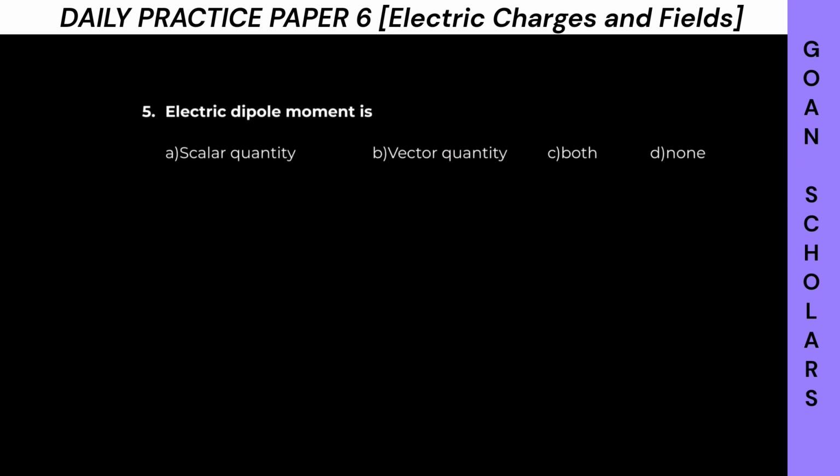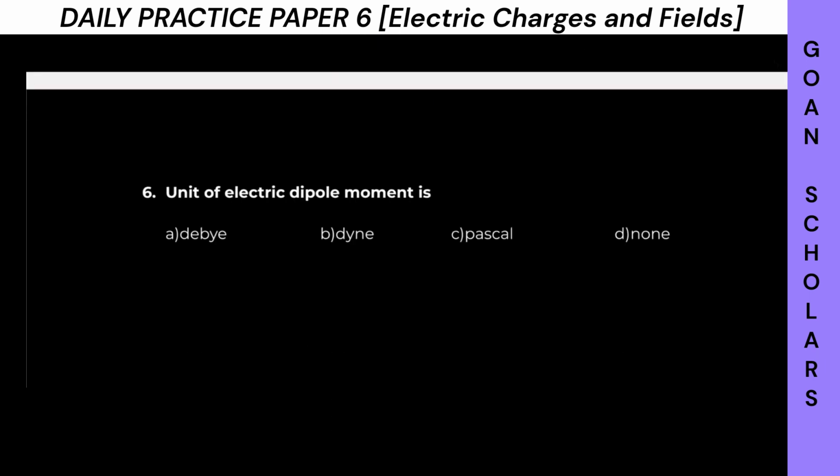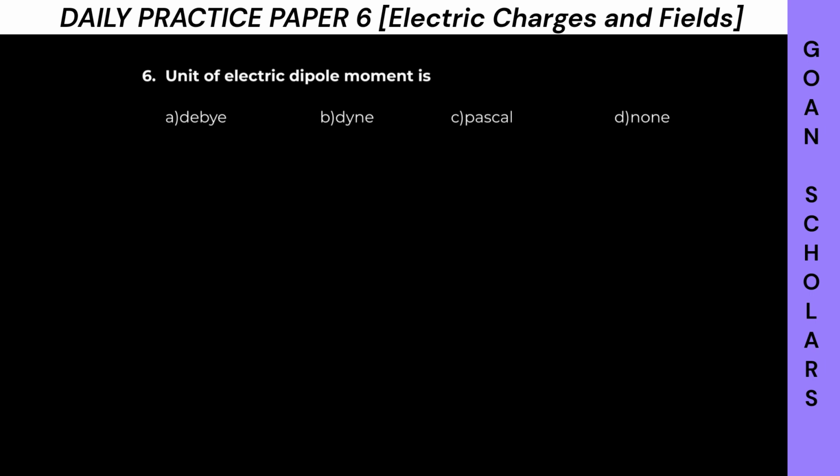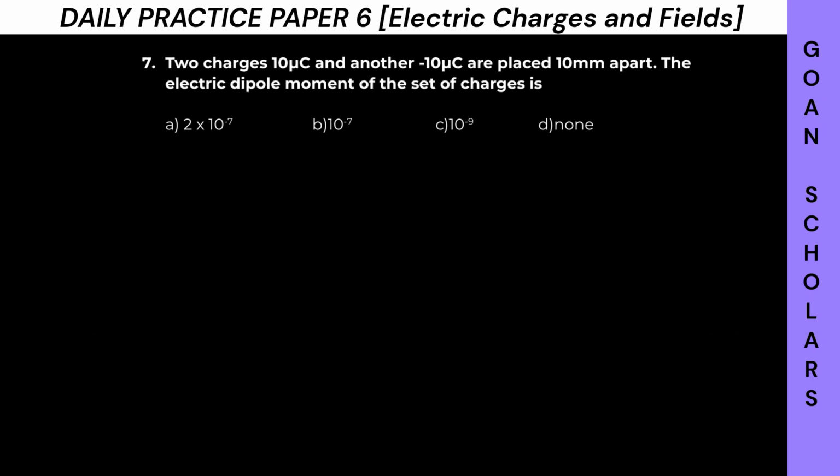Question number 5 says electric dipole moment is scalar, vector or both. So we know that P is nothing but a vector quantity, and the direction is always from negative charge to positive charge, so it is a vector quantity, option B. Let's move to question number 6. Unit of electric dipole moment. Along with coulomb meter, there is one more unit and that is debye. So correct answer is debye, option A. Debye is the unit, in honor of Debye, we have unit for electric dipole moment as option A, debye. Let's move to question number 7.